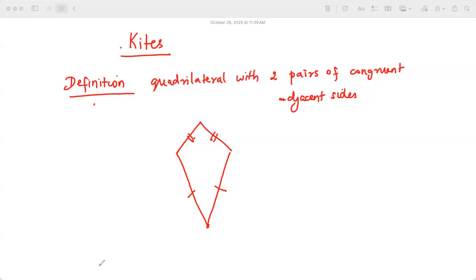Make sense? That's the only quadrilateral with 2 pairs of congruent adjacent sides. This is congruent to this, right? They're adjacent sides. Similarly, this is congruent to this. They're adjacent sides. Any questions? Now, what are the properties of a kite?